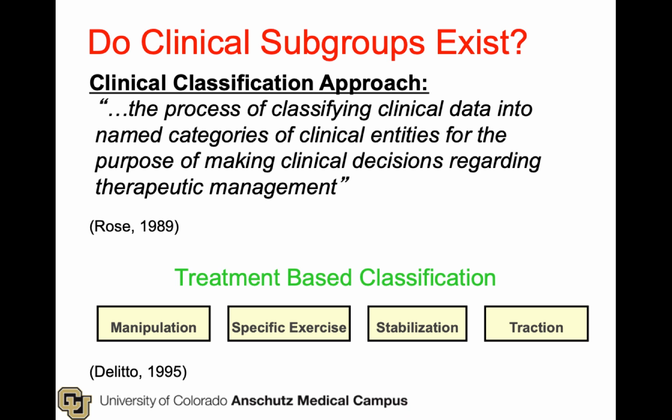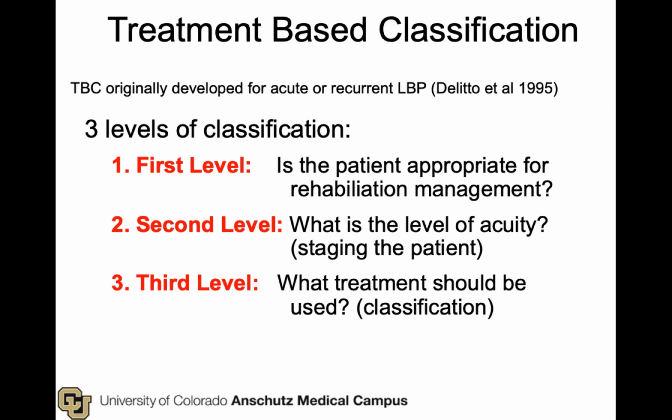So Steve Rose started to talk about classifying individuals in the 1980s, and he defined this as classifying clinical data into named categories of clinical entities for the purpose of making clinical decisions regarding the actual treatment or therapeutic management. So Tony DeLito in 1995 published the first treatment-based classification on the management of individuals with low back pain.